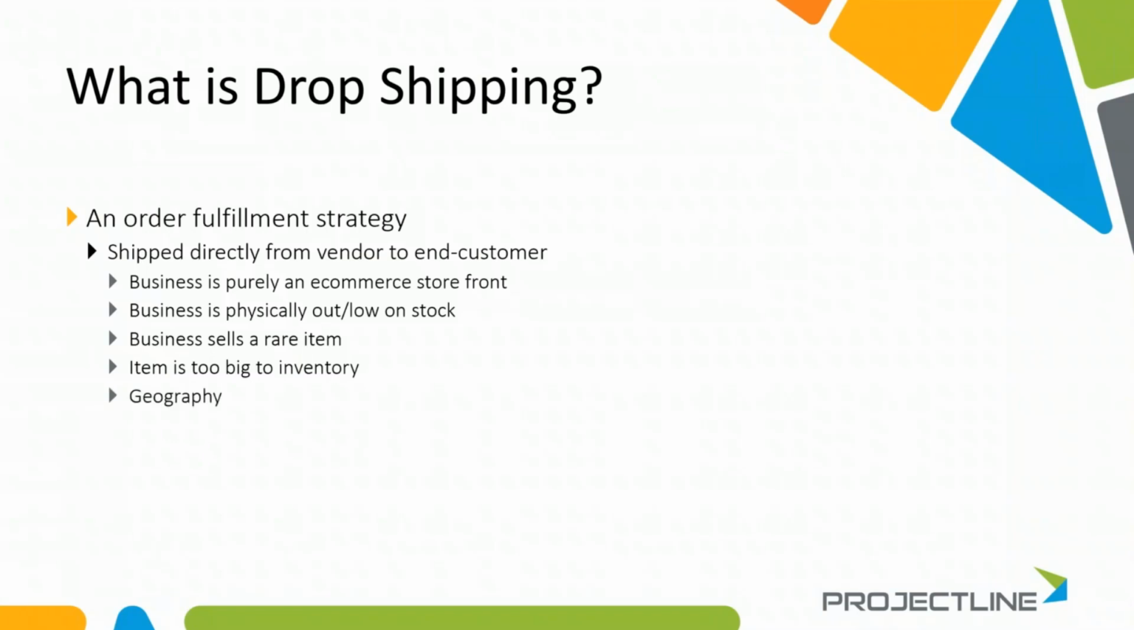And lastly, a common scenario would be geography. A vendor's proximity could be closer to the end customer, which means faster and cheaper shipping costs. For example, my physical company and warehouse might be in Toronto, but both the end customer and the vendor are in Vancouver. So it makes sense to drop ship directly from the manufacturer or vendor from Vancouver to the end customer.